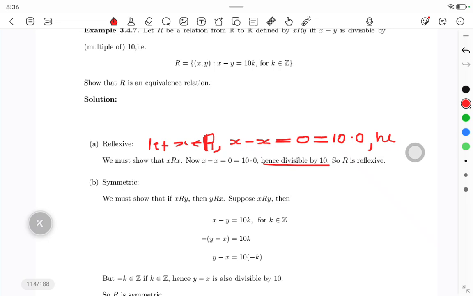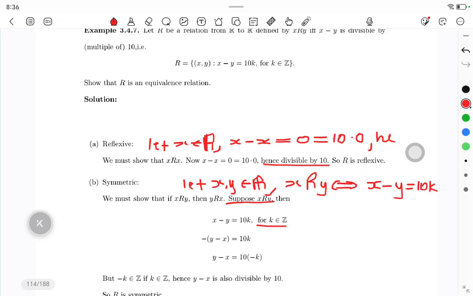Then when you come to symmetric, still we're going to let x, y be an element of R because it's defined on R. After that, we suppose that x is related to y, or we don't even have to suppose, we just take x related to y. And then we know that this is true if and only if x minus y is equal to 10k, for k an element of the integers.